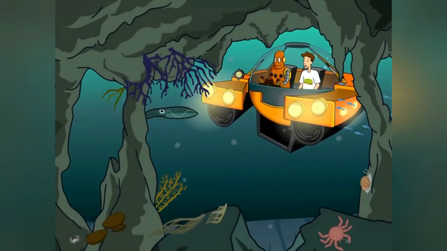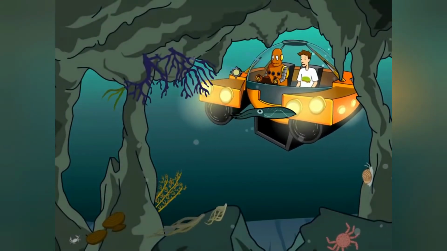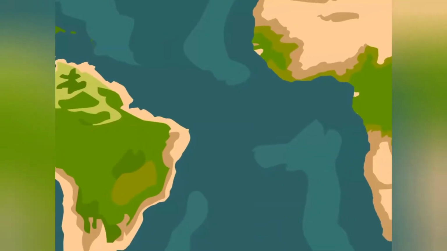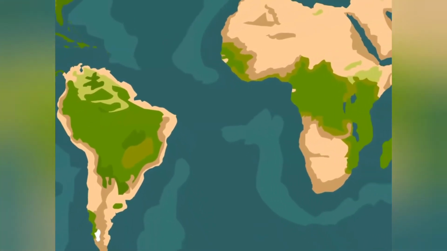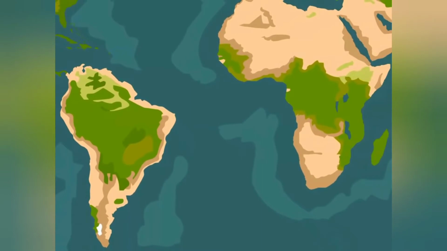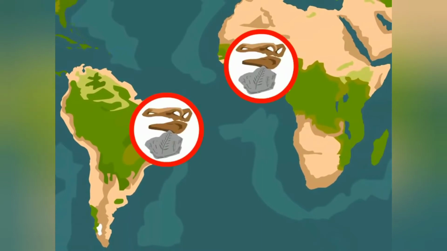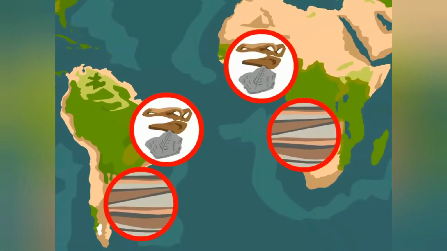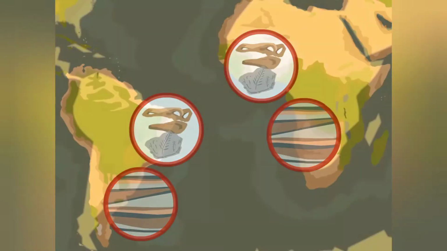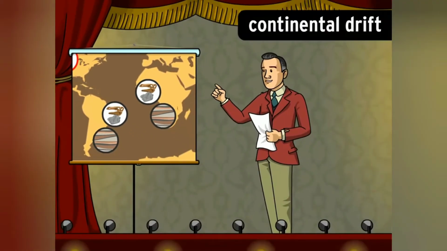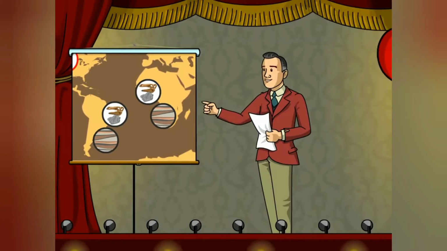Wegener couldn't explain why Pangaea split up or how. But there was some evidence to support his idea. Fossils from similar plants and animals had been found oceans apart. The age and type of rock layers matched up too. Wegener's theory of continental drift provided an explanation, but his ideas weren't taken seriously until long after he died.